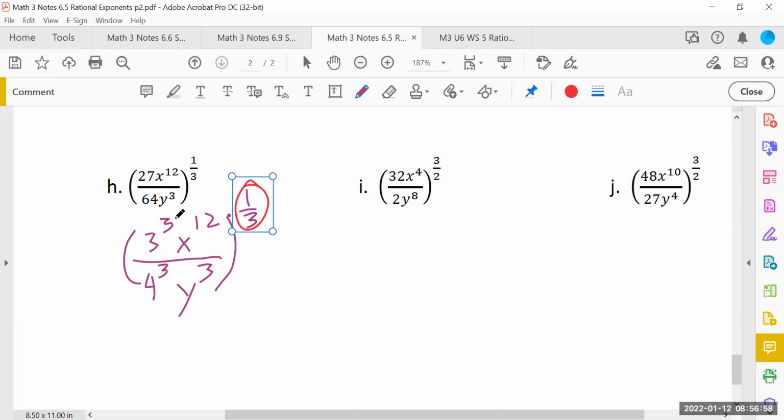Again, this is one way. I rewrote my numbers as something to a power. So 27 is 3 times 3 times 3. 64 is 4 times 4 times 4. Then when I multiply each of these, I now have an exponent to multiply everything by. All my exponents get multiplied by 1/3. 3 times 1/3 cancels out. I'm left with just the 3 on the bottom. 12 times 1/3, 12 divided by 3, is 4.